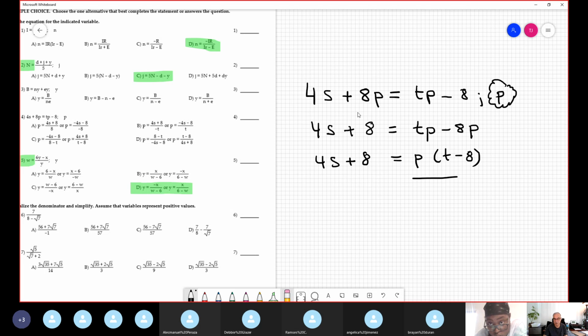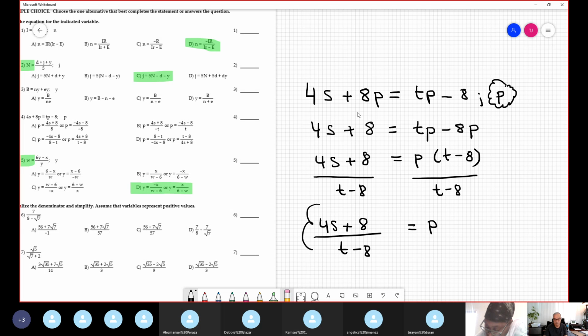And finally divide both sides by T minus A, because my goal is to solve for P. So P alone, it doesn't matter if it's right or left, it's an equation. The equation is nice: 4s plus A divided by T minus A. That's the answer. I'm checking, let me check.